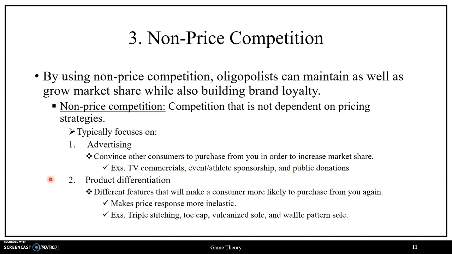Likewise, the alternative would be product differentiation. By incorporating different features, this will make it more likely that a consumer will repeatedly purchase from you. This will make price responses more inelastic, and such examples of product differentiation in regards to our skate shoe example would be triple stitching in order to make your shoe more resilient when you're skating, a toe cap to protect the ollie area when you are skateboarding, a vulcanized sole, as well as a waffle pattern sole to have more grip and board control when you are out skateboarding.